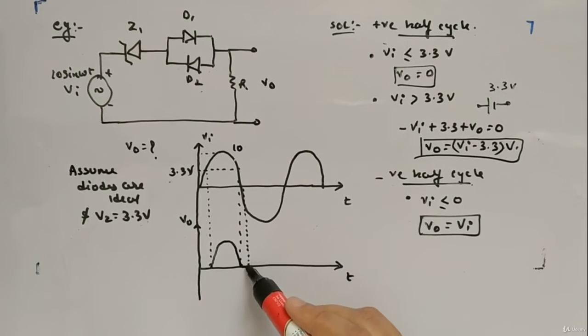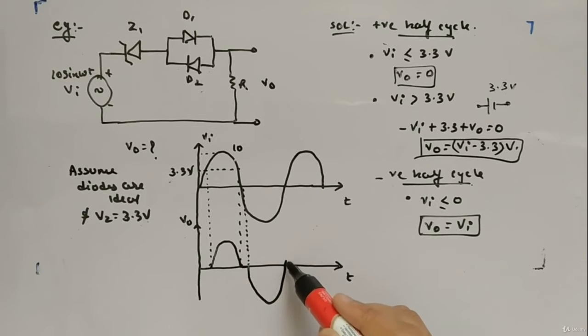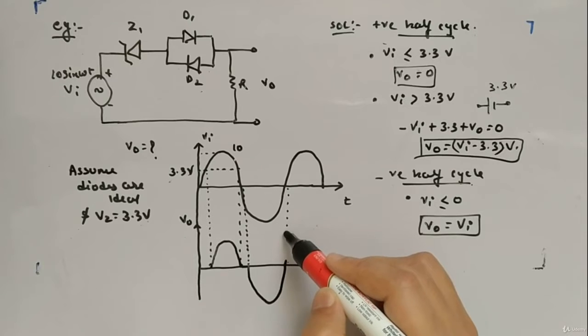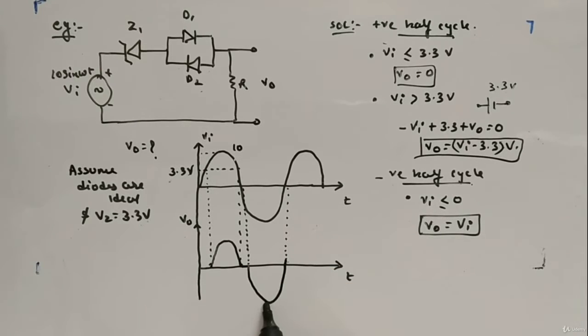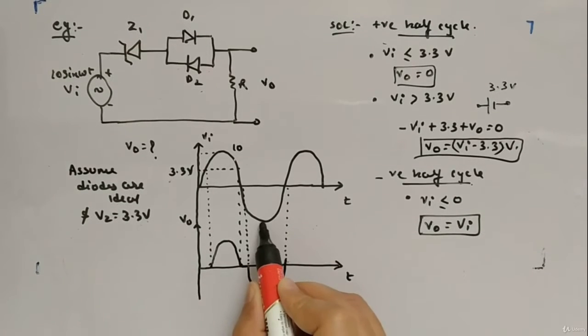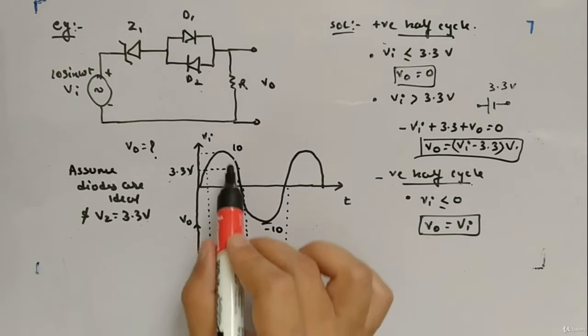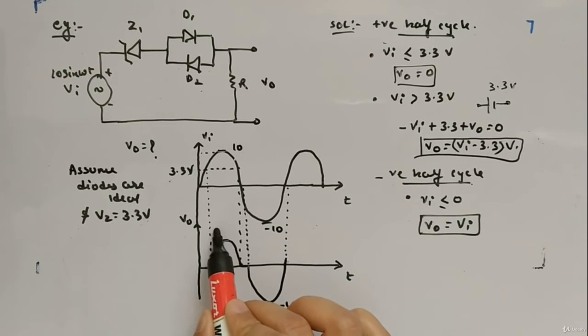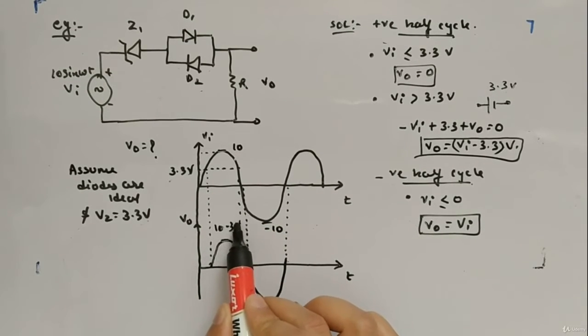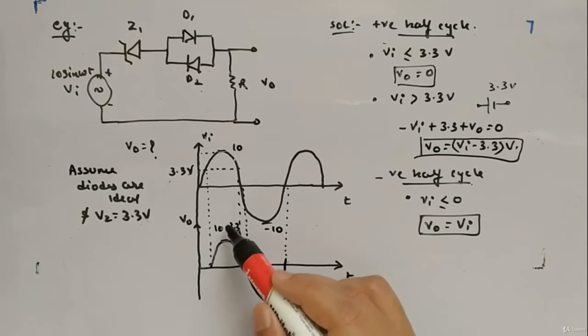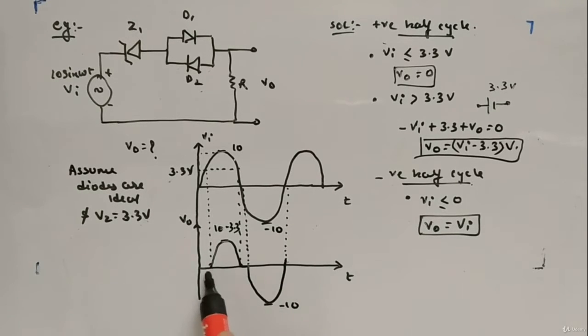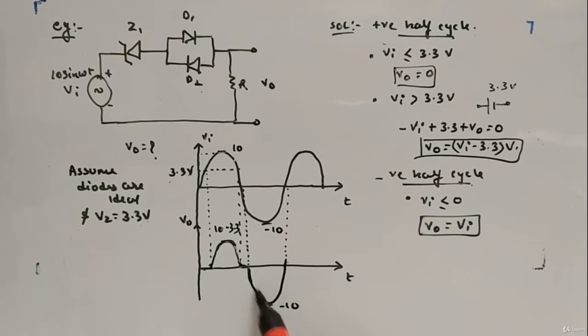And the second negative half cycle is following the input. So this is also minus 10 and this is also minus 10, but this is 10, but this is 10 minus 3.3. I hope you are able to see what the curve will be. So this is how it will go, like this, then like this, then like this.